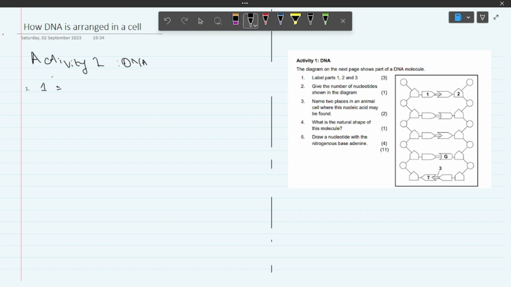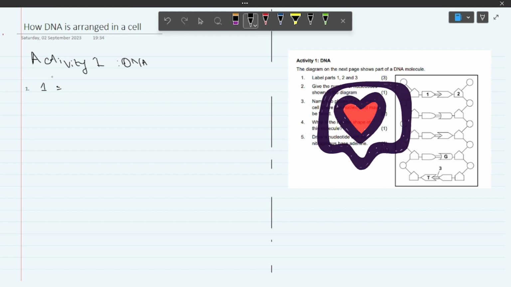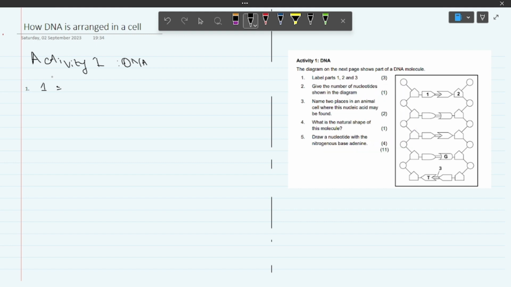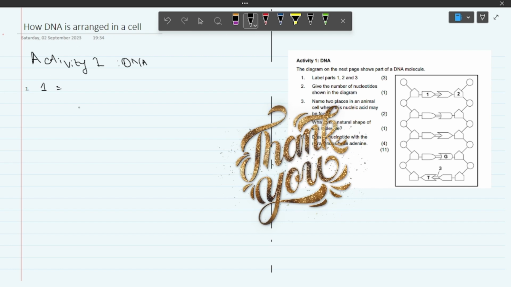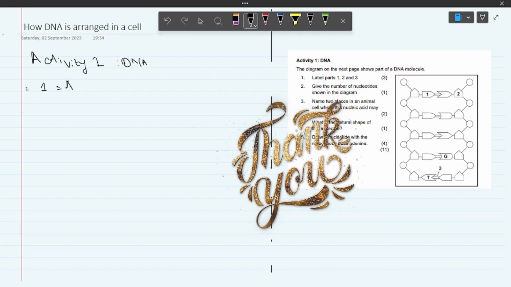Okay, so let me just emphasize that. Many questions would say give us the monomers of DNA, right? So you should know that monomers are the building blocks, and the building blocks of DNA are nucleotides, right? So in this case we're given to label number 1. Number 1 in my case I would say is adenine.